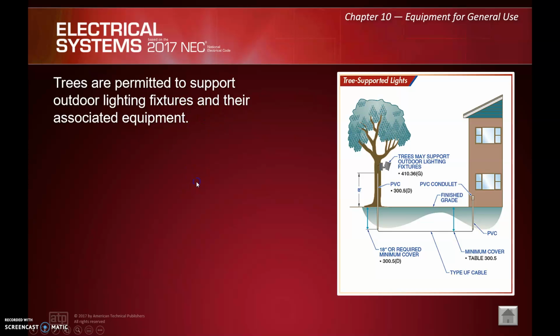This one I always like to mention because it still surprises me every time. Trees are permitted to support outdoor lighting fixtures and their associated equipment. However, we can't use this tree as an overhead support. If we ran a cable from here out to the light, we can't do that. Right? That's a violation. But we can actually mount a light to the tree, believe it or not.